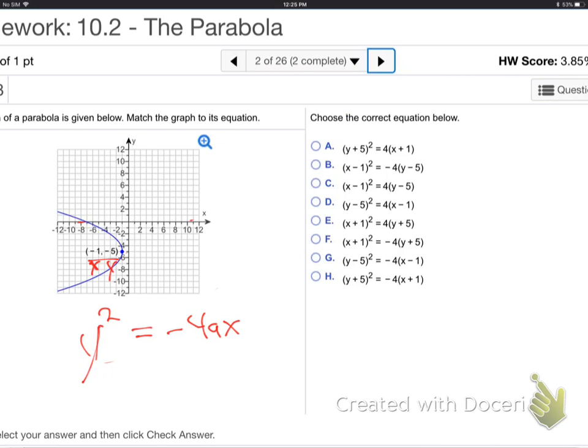So what do you do? You do the opposite. What's next to y, -5? You go y plus 5. What's next to x, -1? You go x plus 1. Opposite, opposite. Everybody see that? That's what we're doing.